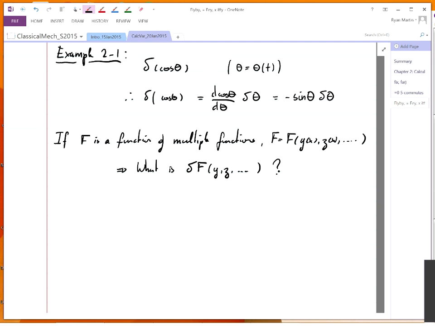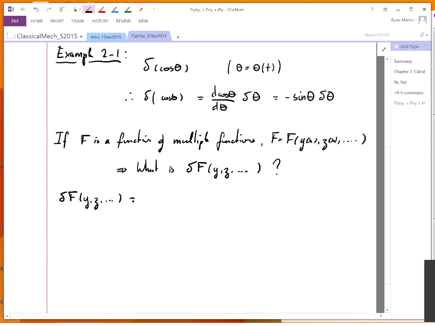So now f, instead of being a function of just y, is a function of multiple functions of x. So if we want the variation of f, we do delta f of y and z. I'll try to say z for the letter z, even though sometimes I may call it zed instead of zee. Alright, but I mean the same letter.